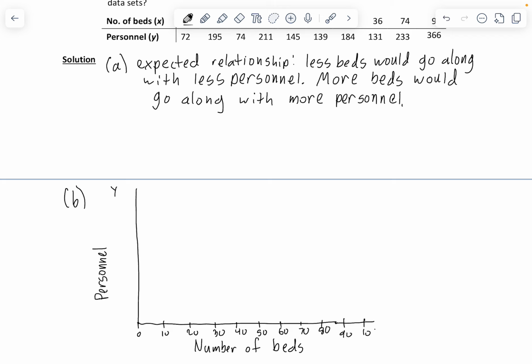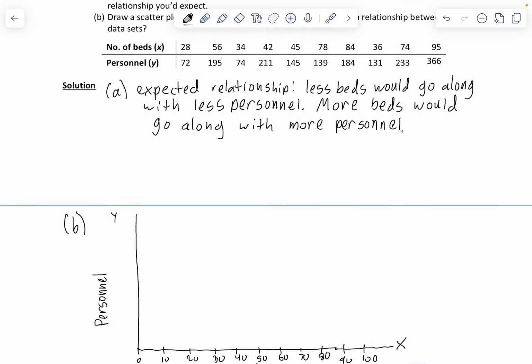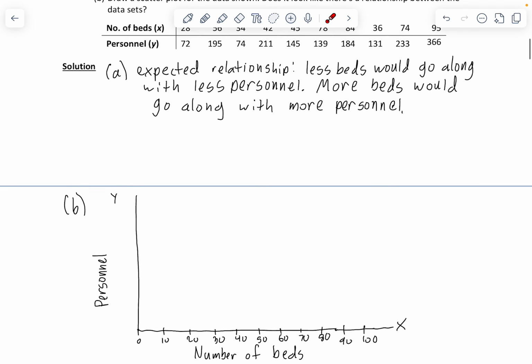90, 100. As far as Y is personnel, our numbers here range from a low of 72 to a high of 366. So pretty wide range there. I think what I'll do is go in increments of 50.